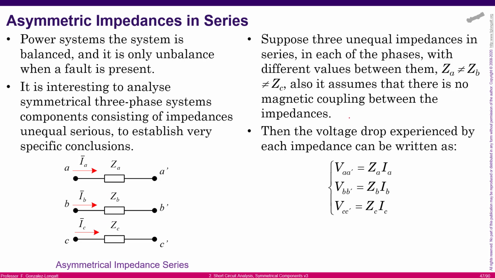Now, what we need to know is we can still use Ohm's law. Ohm's law is valid for symmetrical and asymmetrical conditions, for balanced and unbalanced conditions, okay? Ohm's law says that the voltage drop here in this series, in line A, will be the product between the current on the line and the impedance. It is the same for line B and for line C, okay? Good.